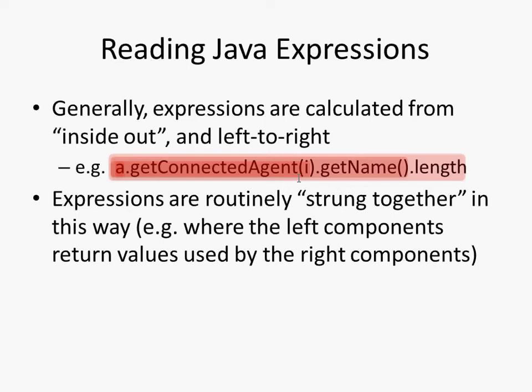Person my friend equals A dot get connected agent. Introduce a variable called my friend, and you say equals A dot get connected agent. And that's a statement. And then you say string my friend's name equals my friend dot get name. And then you say my friend's name dot length. So it'd be better to break this up into pieces, and we may see some examples of that.